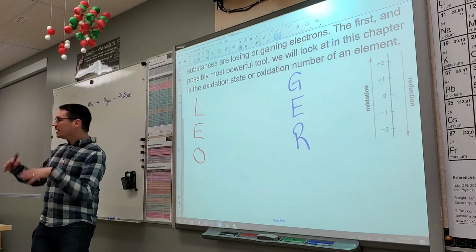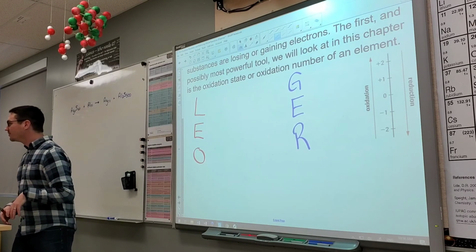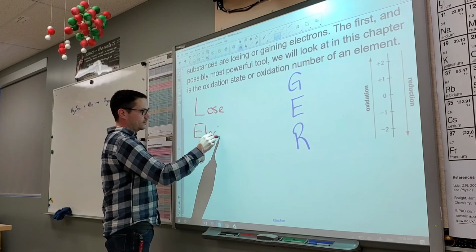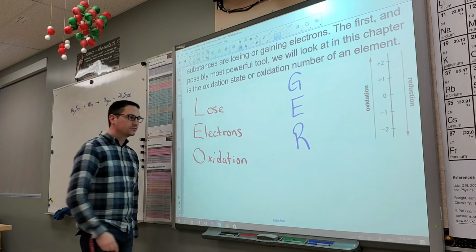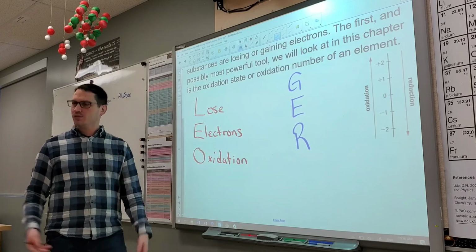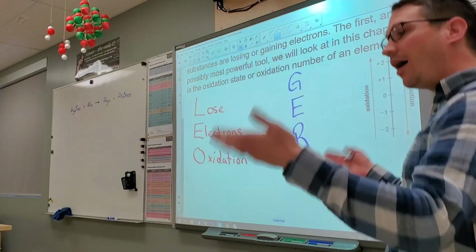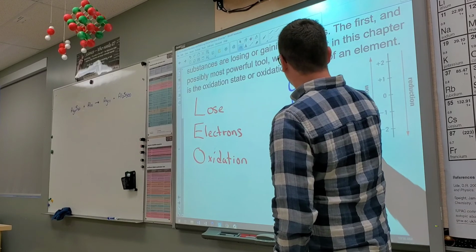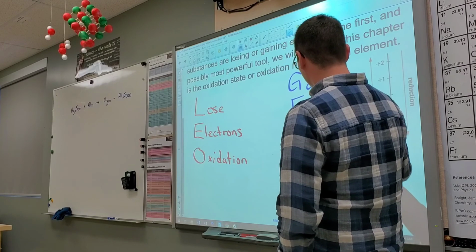Okay, Leo is a what? Is a lion, right? And Leo the lion goes grrr. Yeah, that's right. When you lose electrons, that is the process of oxidation. When you undergo oxidation, you are oxidized. When you gain electrons, you undergo reduction.